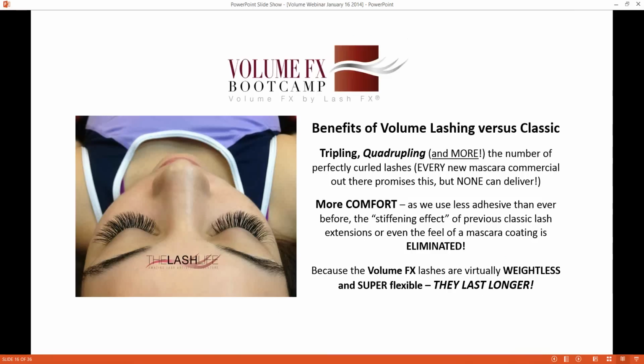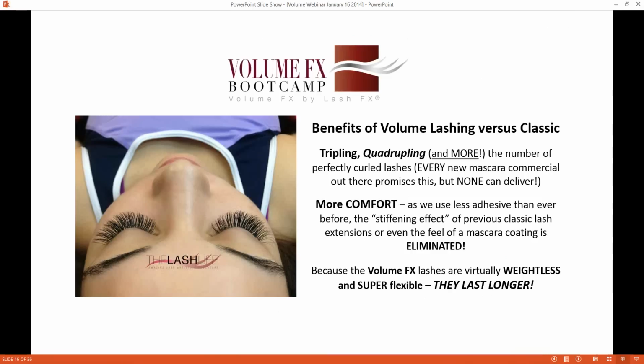These are weightless. I'm wearing eyelash extensions right now. I'm batting my eyes like crazy as I'm talking to you. I just got them touched up yesterday. I don't feel a thing on my eyes. They are weightless, and I've been wearing eyelash extensions for years. There's truly a difference in the way they feel, the way they wear, and definitely the way they look.